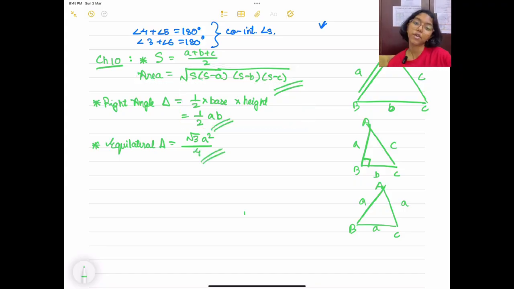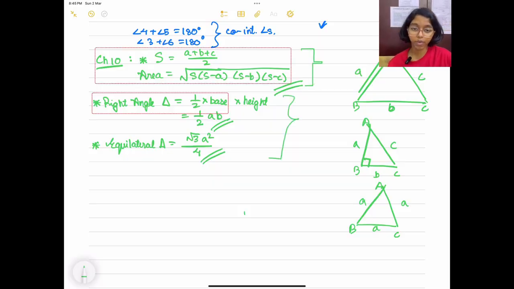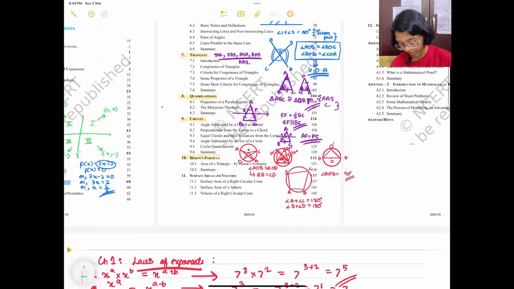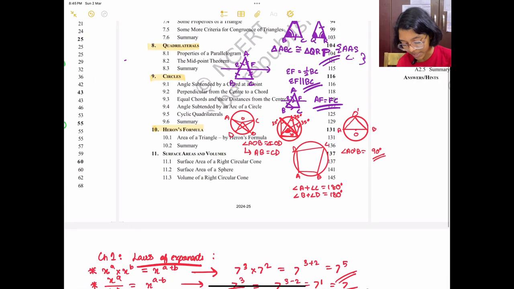So these are all the three formulas you need to remember. Among them, this is the Heron's formula and everything else is the triangles formula. So this is chapter 10. We are done with Heron's formula. Now let's move on. Surface area and volumes.